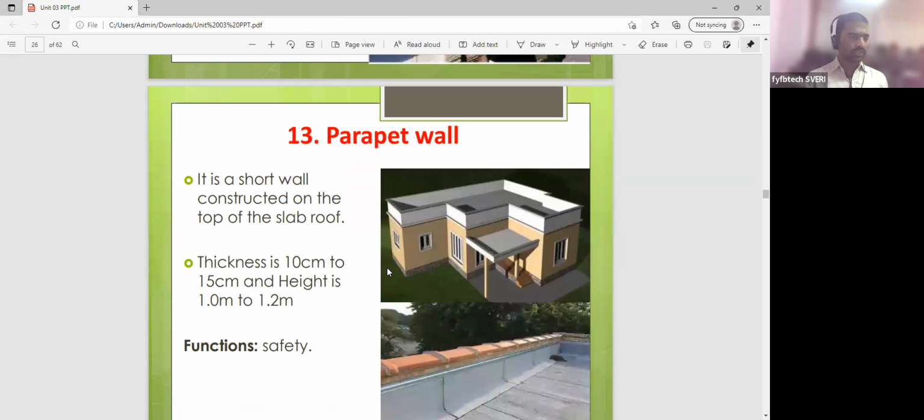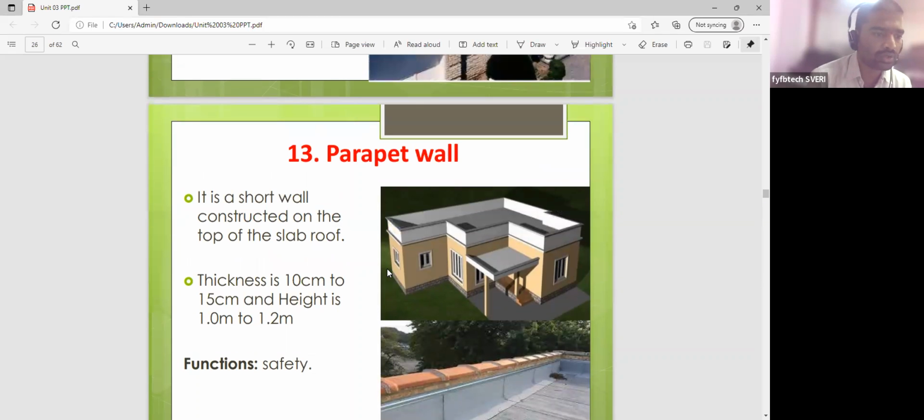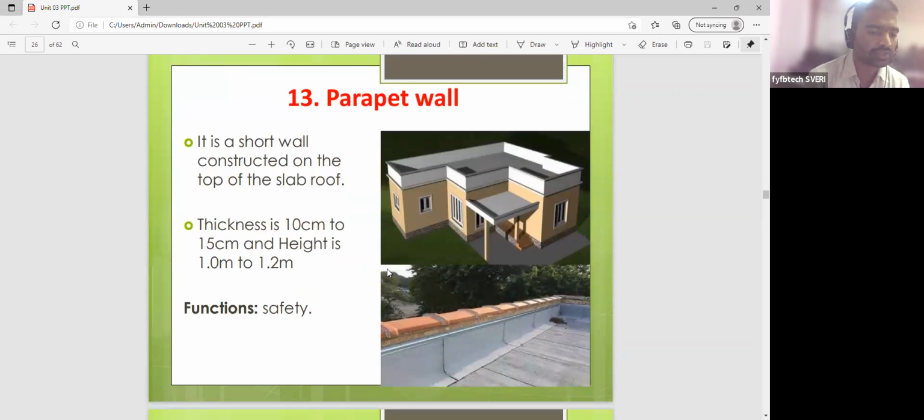Then this 13th one, parapet. Okay, write down. See, why am I dictating? These are important for your multiple choice questions. Anything he can ask, so you should be ready to give the answer. Yes, write down: parapet wall. It is a short wall. Please don't talk, write it.